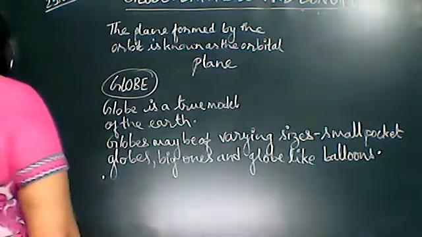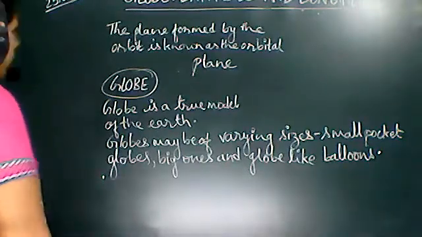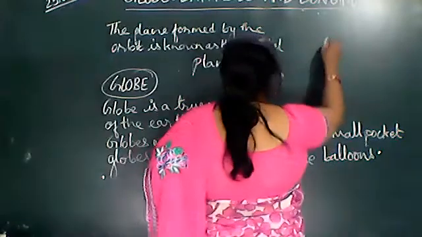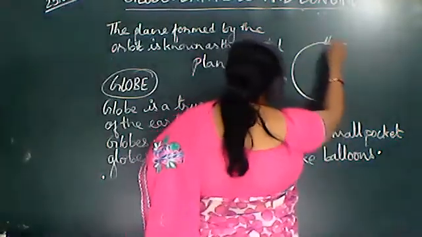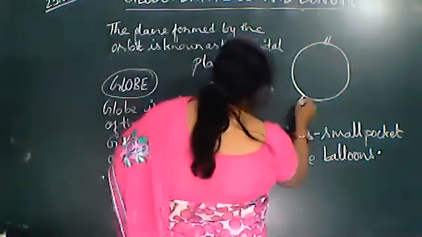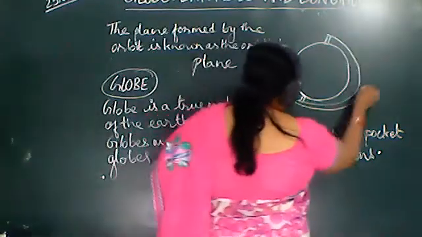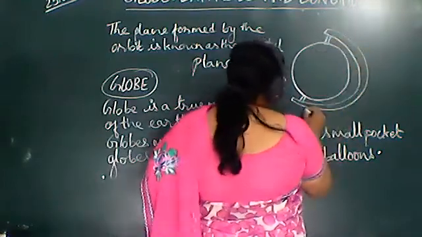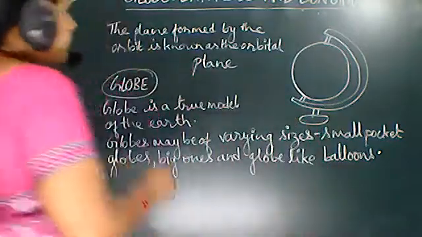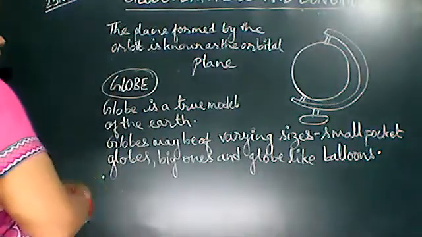The globe is not fixed. It can be rotated the same way as a top spin or a potter's wheel. Whenever we try to draw a rough sketch of a globe, supposing this is the miniature form of the globe, it is somewhat like this. If you ever purchase a globe from the market, you will see it is somewhat like this. It is attached, a needle can be pierced from the center, and it can be rotated.